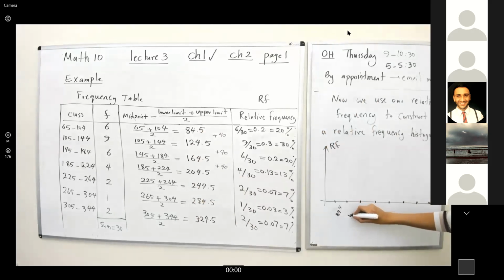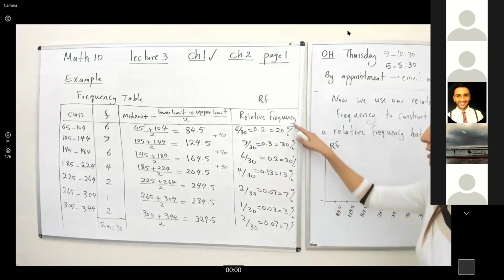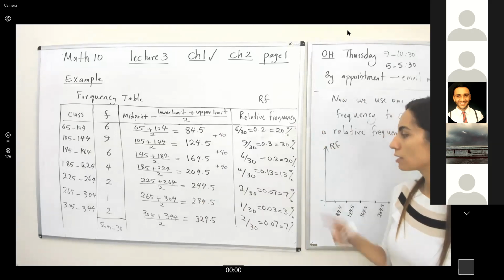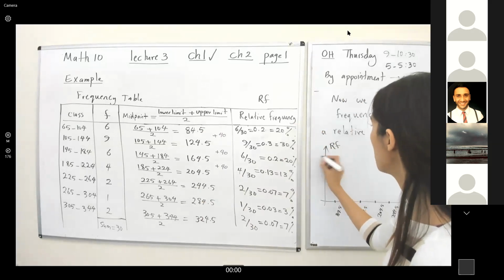The second class is 124.5, 164.5. Then you have next class 204.5. This class has 244.5. Then we have 284.5. Then your last class is 324.5. 1, 2, 3, 4, 5, 6, 7. So relative frequencies. You look at the percentages. What's the maximum percentage that you have? The maximum percentage is 30%. So let us scale it to 30%.